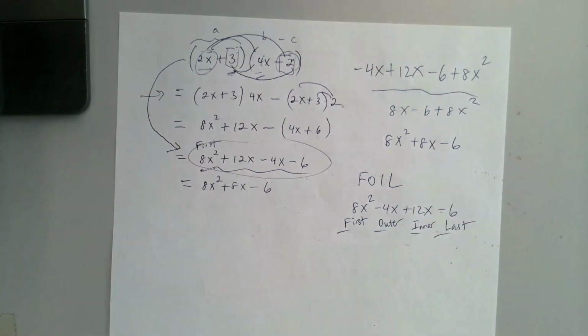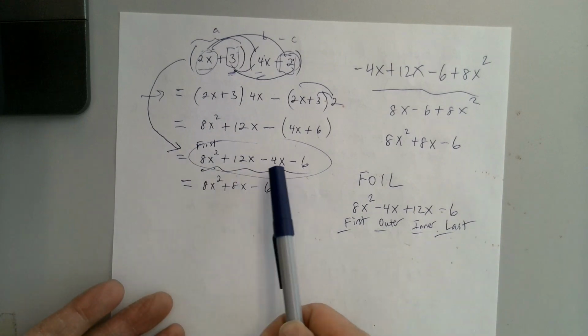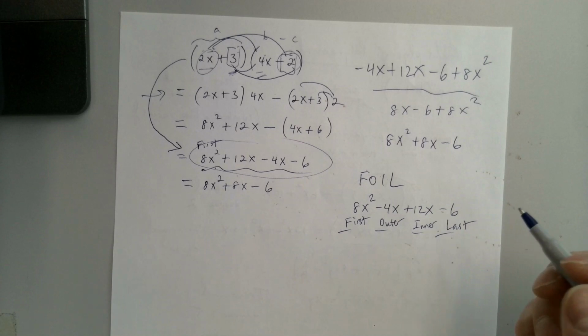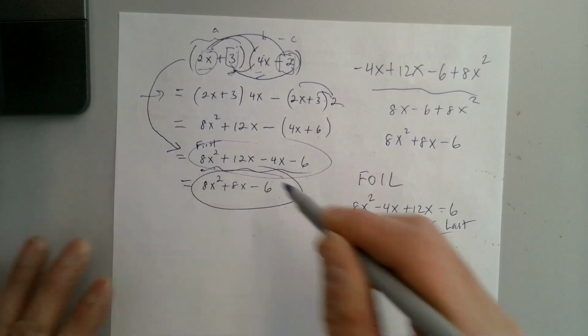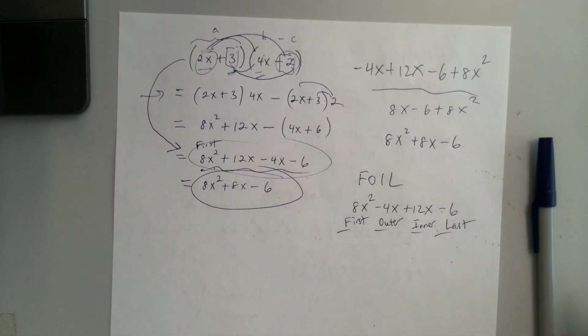FOIL, FOIL. But as I said, it doesn't matter what order you get these 4 terms in. So it doesn't have to be FOIL, it could be FOLI, or FLIO, or LOIF, it doesn't matter. As long as in the end you put the terms in descending order after you combine like terms. Okay, that's it for multiplying monomials with polynomials and multiplying polynomials with polynomials.